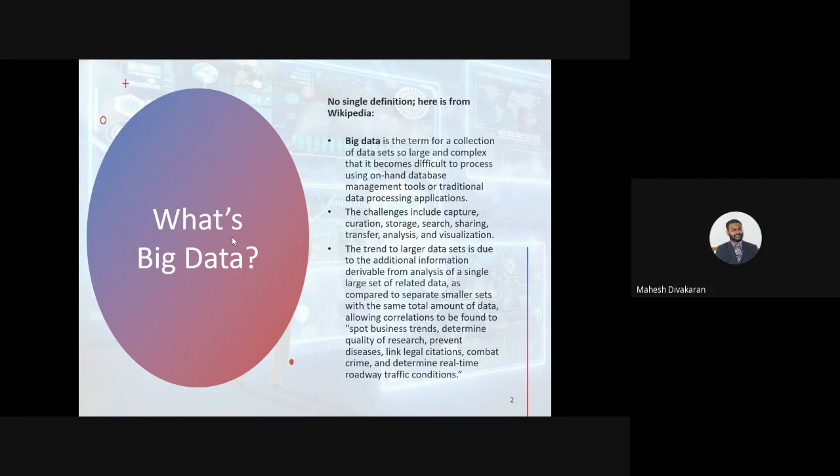Actually, it is not. There is no single definition for big data. Big data is a term for a collection of data sets that is too large and too complex. So it's not about the volume or the size of the data. Normally there is a misleading thought that if the number of rows exceeds an Excel sheet, then it's big data.